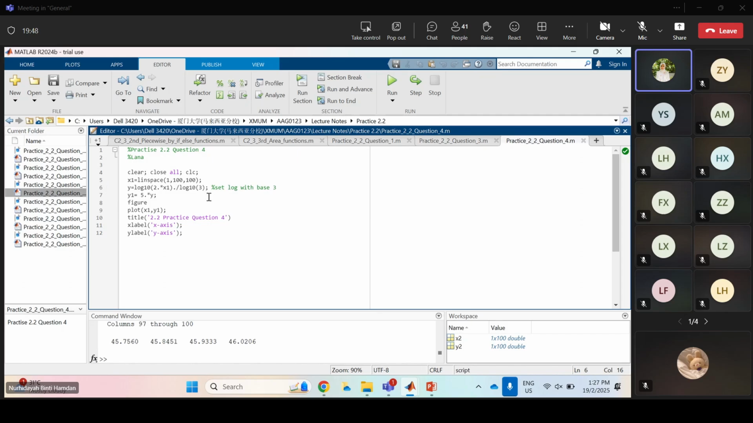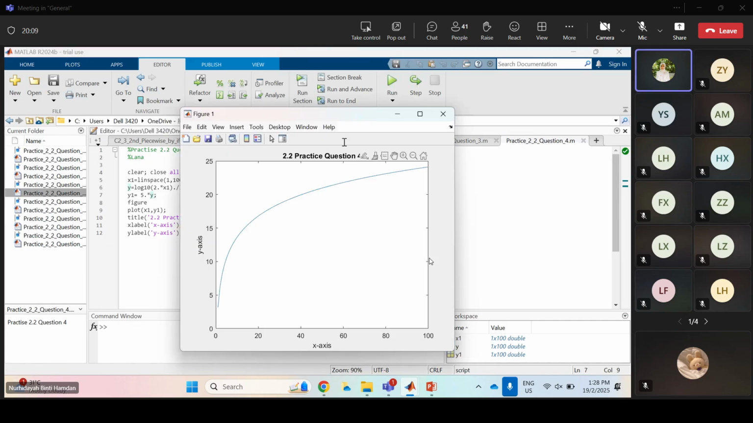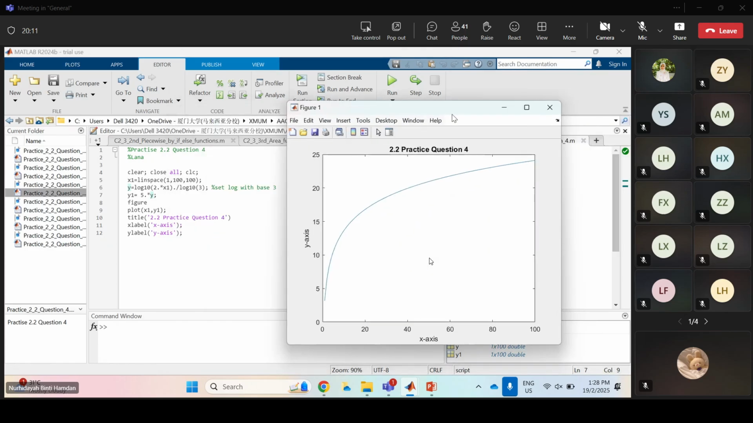So we convert it. Then y1 is 5 dot multiply the expression, because we have many x values, so that's why we use dot star. Then figure, plot x1, y1, then label the x-axis, y-axis, and put the title. So you will get this. This is without the marker.